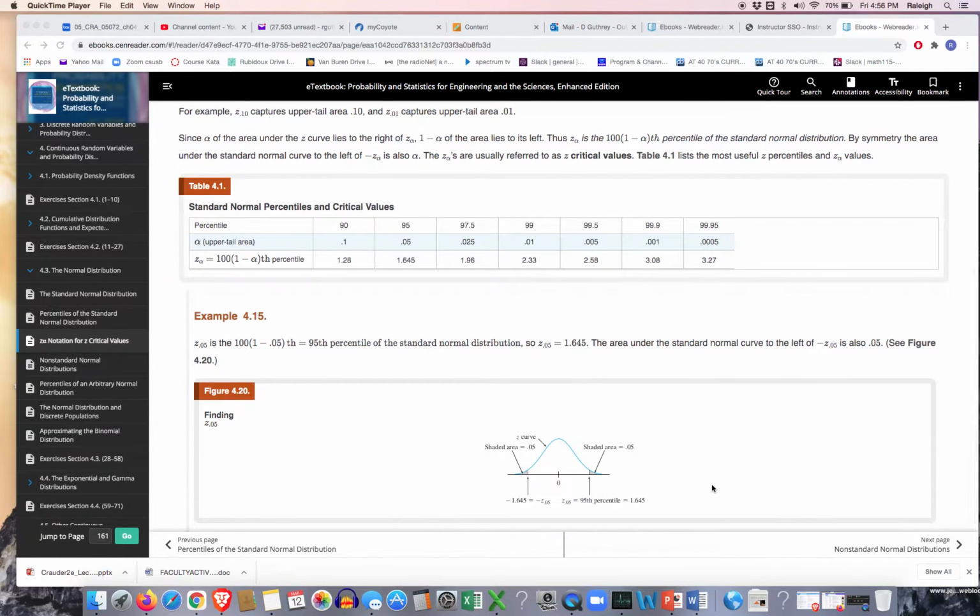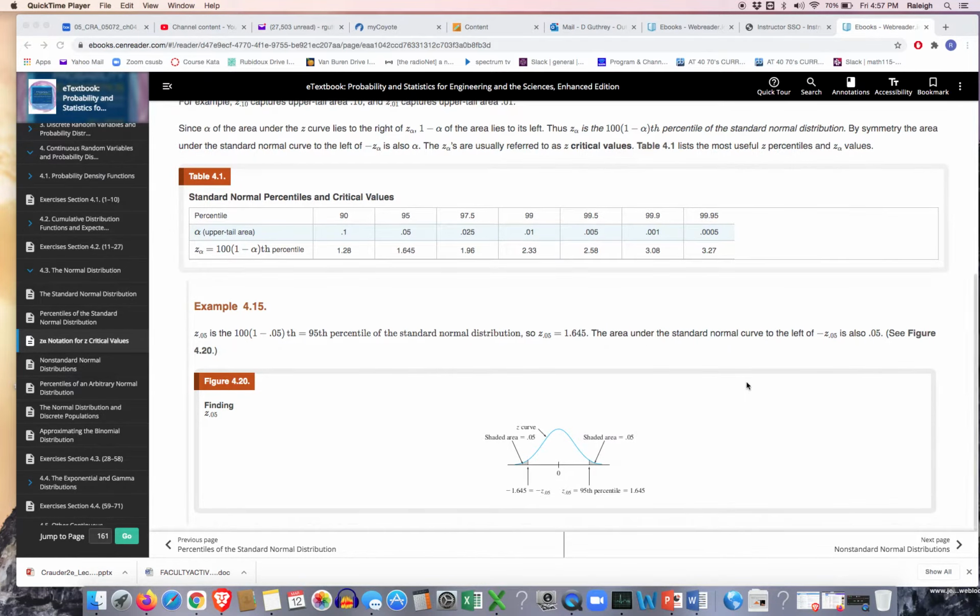Okay, so the 95th percentile is Z of 0.05. This Z alpha notation is facing to the right. The percentiles are facing to the left, just like a cumulative function would do. And so they show some symmetries here. This is a little tough to read. Maybe I can expand it. Maybe I can't. Sometimes it lets me, sometimes it doesn't.